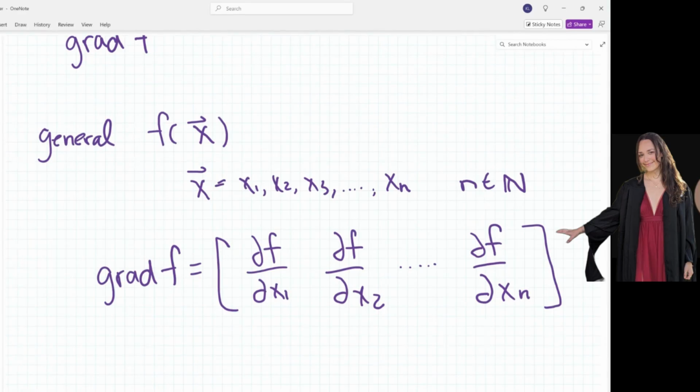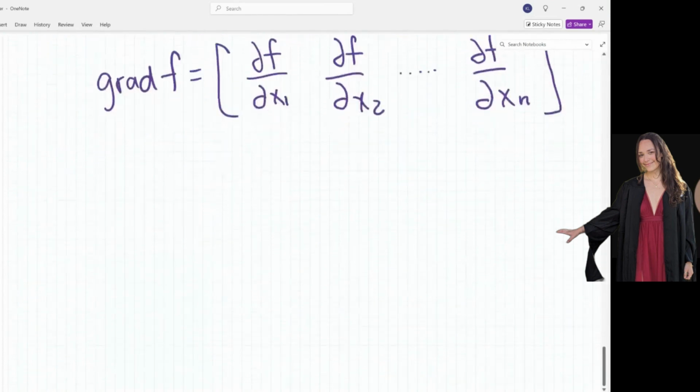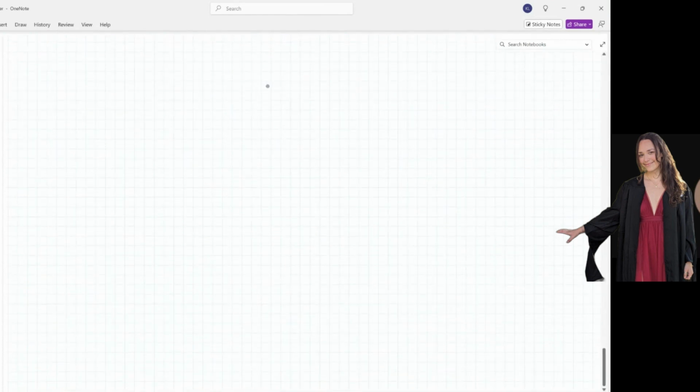And just to clarify, this is the gradient for scalar functions. So f is a scalar function in this case, not a vector function, but we're in a multivariable setting, so we have multiple independent variables. So I'll go ahead and show you an example of how we can calculate a gradient.